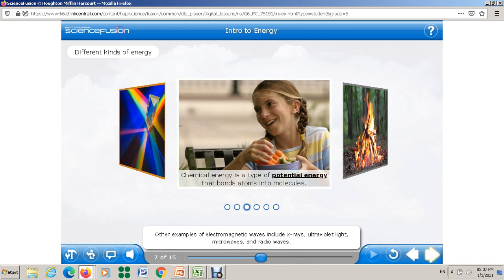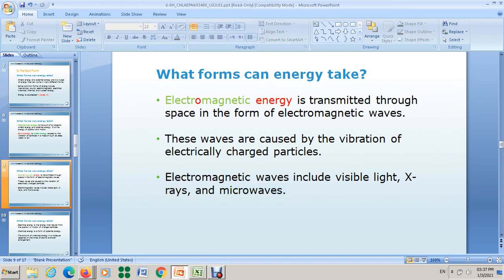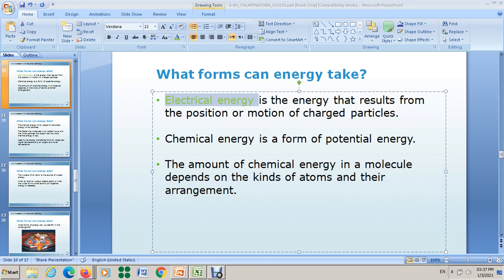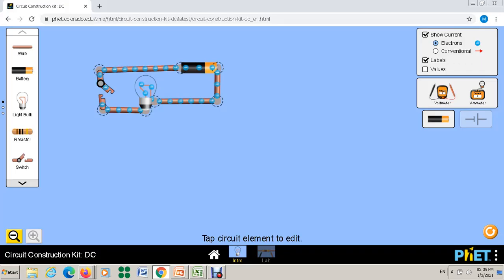Let's talk about the other form of energy, which is electrical energy. What about electrical energy? To understand electrical energy, I'm going to show you this. For example, you have this circuit, you have these wires, a battery, a lamp, and a switch here. Once I close it, these electrons inside the wire start to move. This movement of these electrons, this is the electrical energy. So the electrical energy is the movement of the electrons, as you see here.